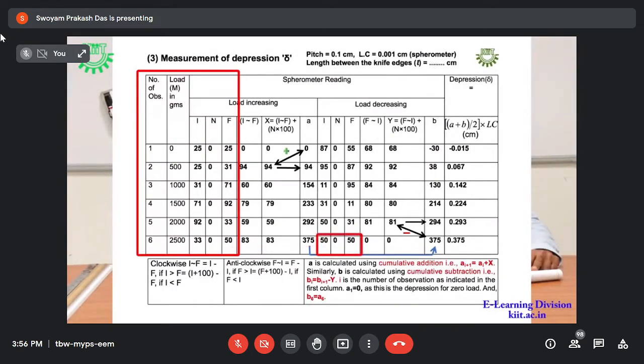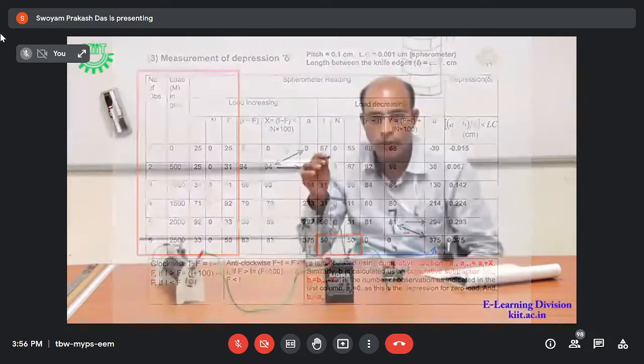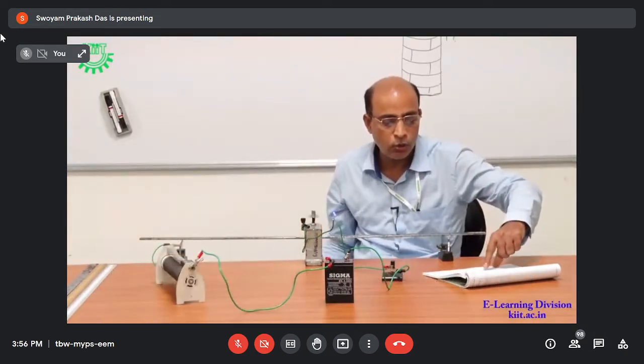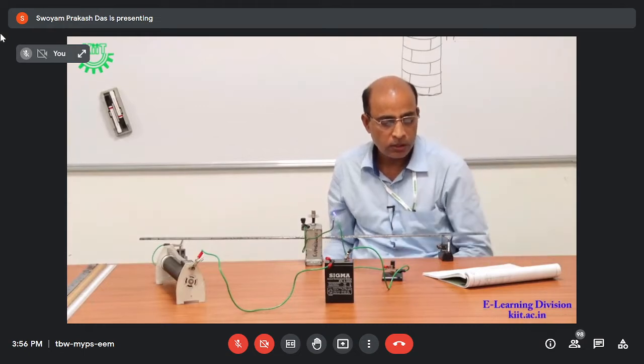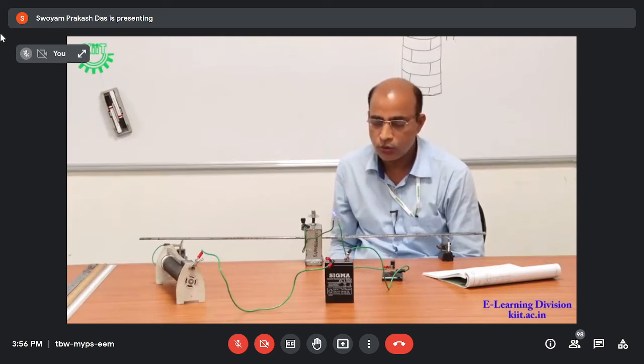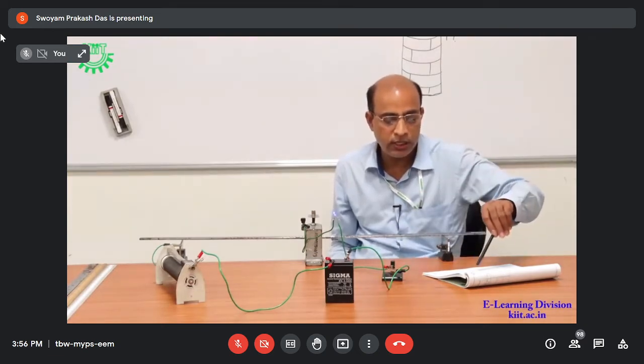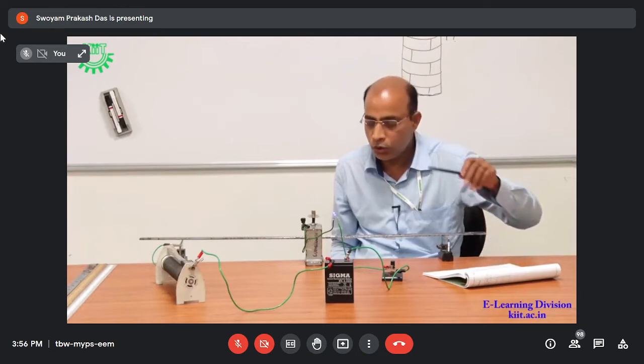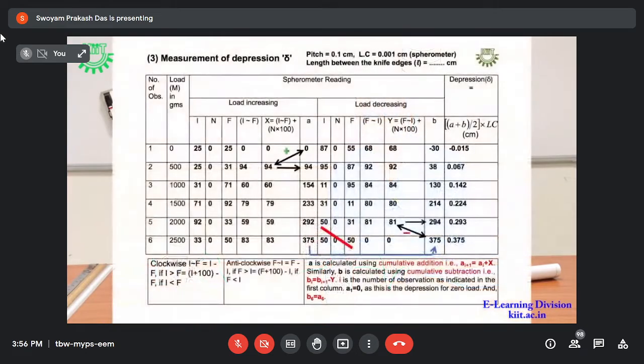That is, both initial and final we have to note down as 50, because we have not withdrawn any load at 2500 gram load. The condition is same, light is glowing, and we will note it down for the load decreasing column as initial and final. So before you remove the load, the reading of circular scale is 50. When I remove one load, the load becomes 2000. So before 2000, the reading is 50.